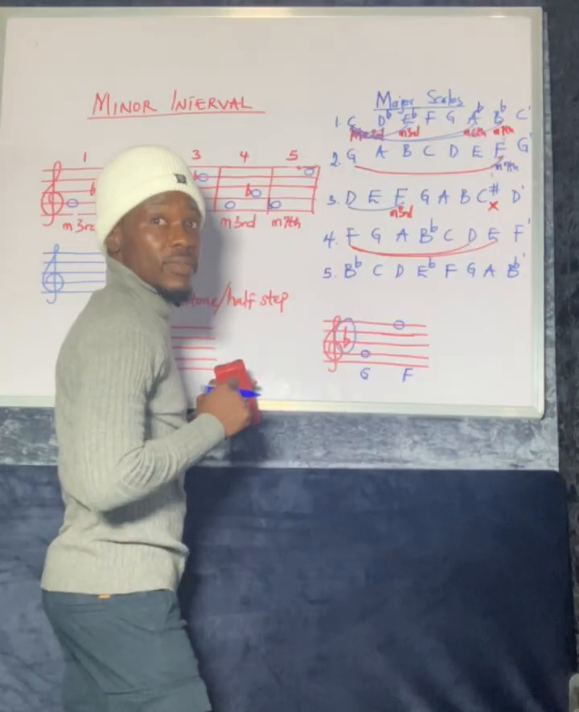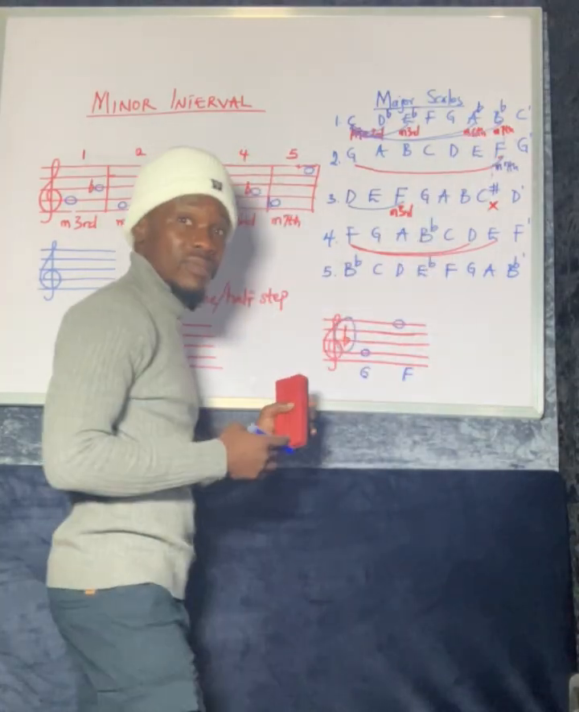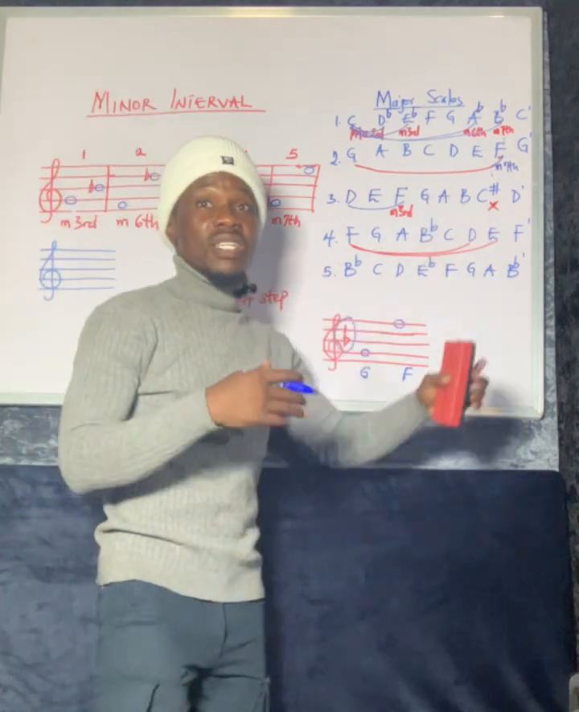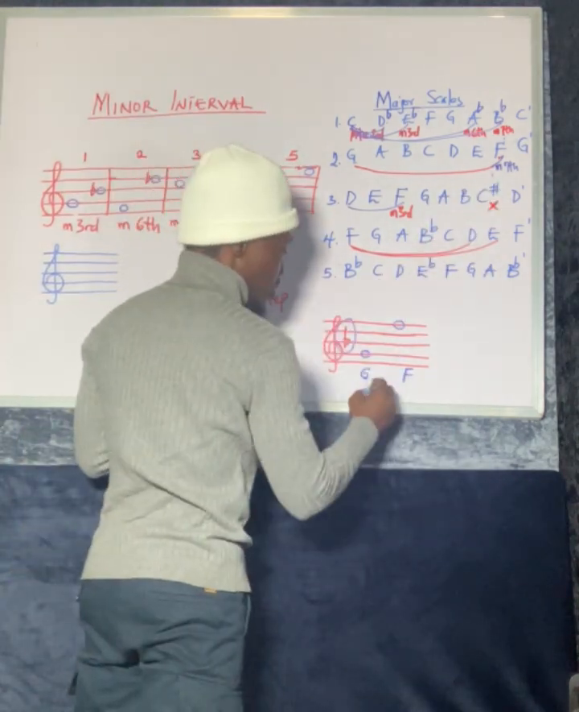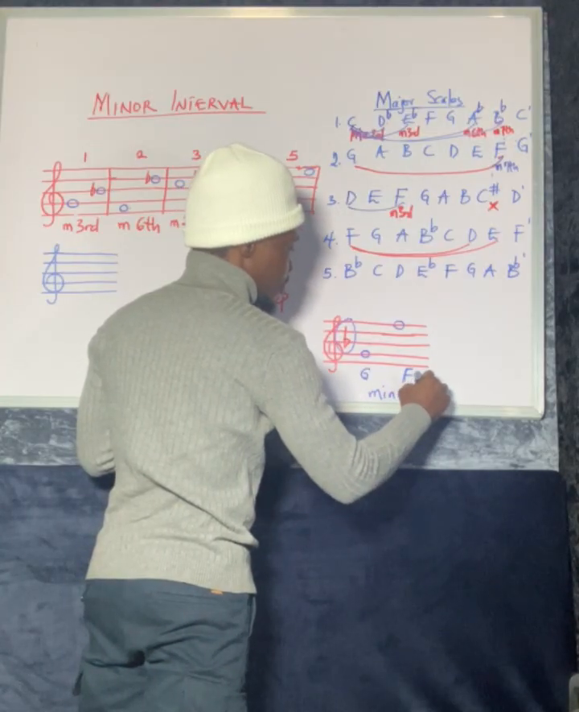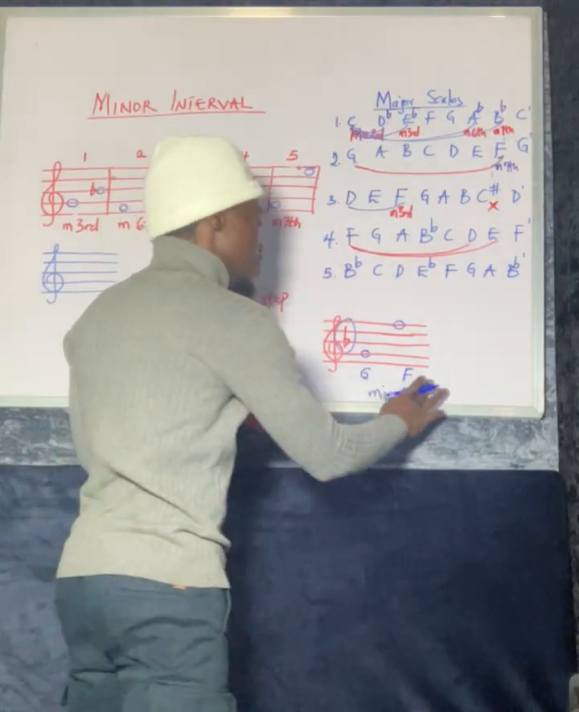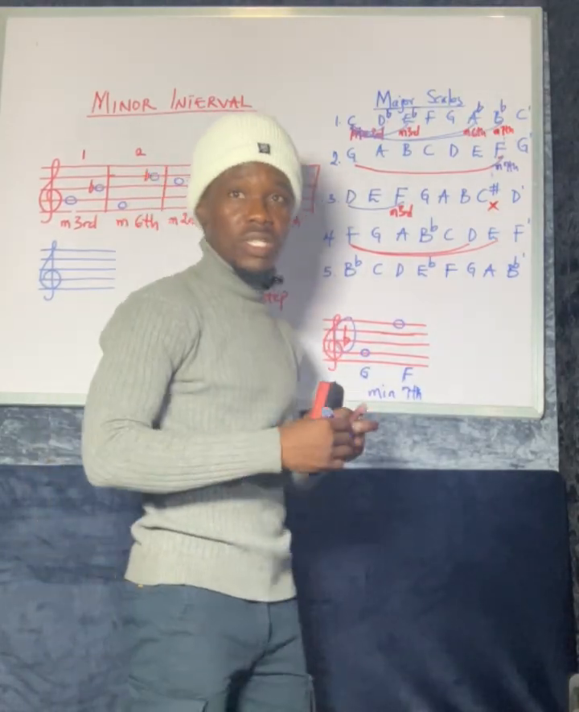All right. It was in the course of explaining minor that I took away the sharp. G to F sharp is a major seventh. But G to F is a what? A minor seventh. A minor seventh. I hope you understand that.